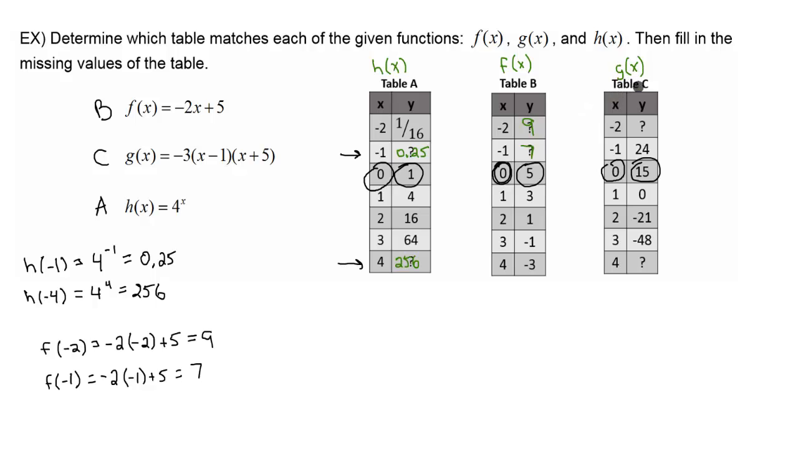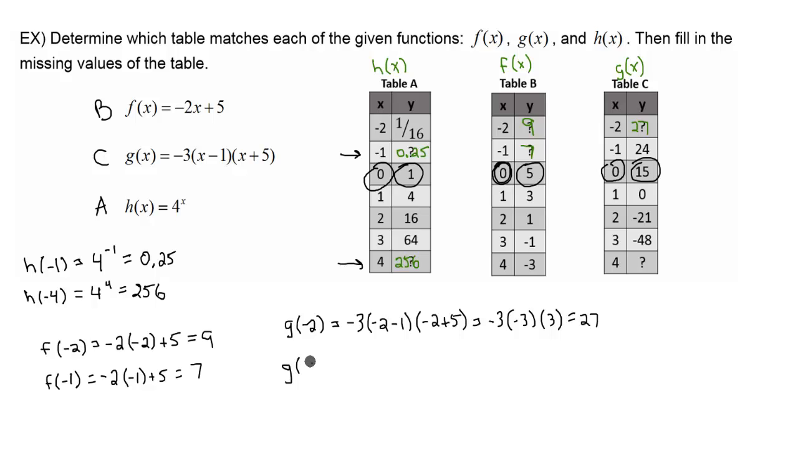And I go on to g of x in table C. So we have negative 3 in front, and then negative 2 minus 1 is negative 3, and negative 2 plus 5 is 3. If I multiply from left to right, negative 3 times negative 3 is positive 9, and then 9 times 3 is 27. So I can plug that into this table over the question mark. That's going to be 27.